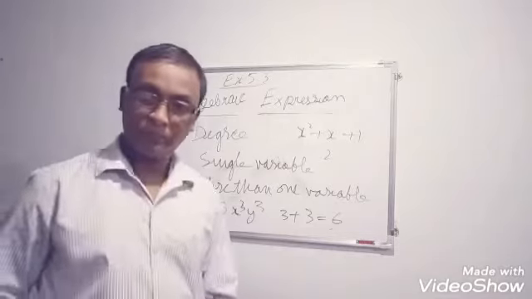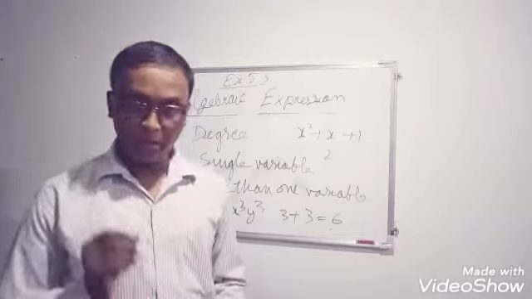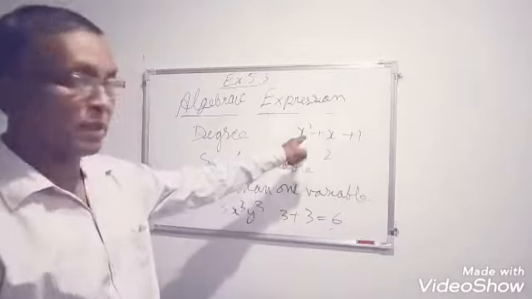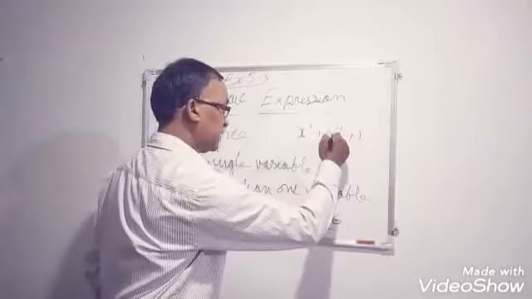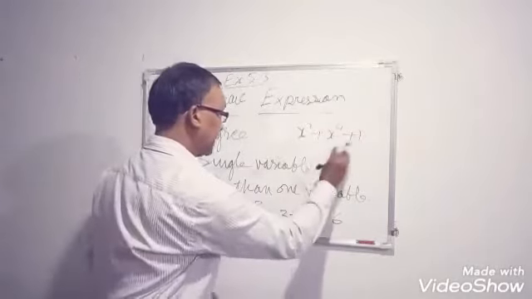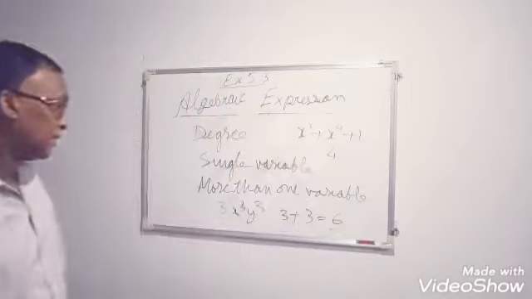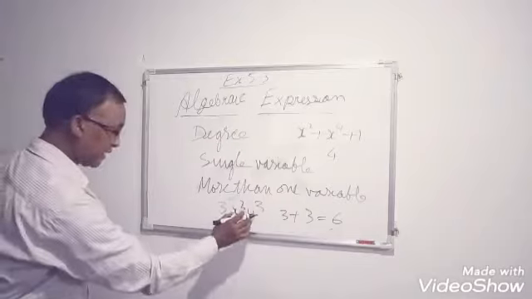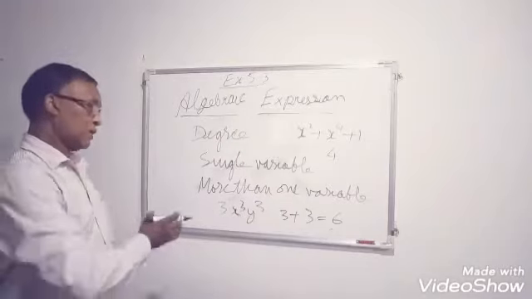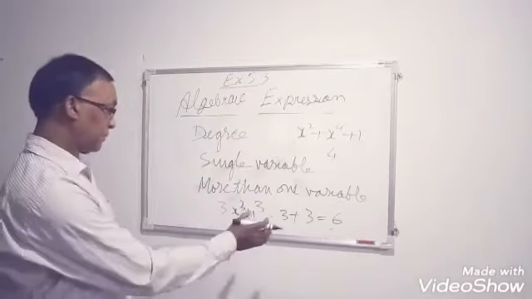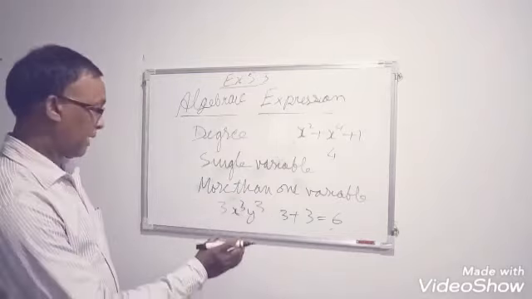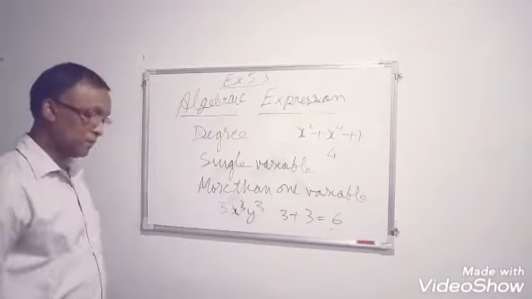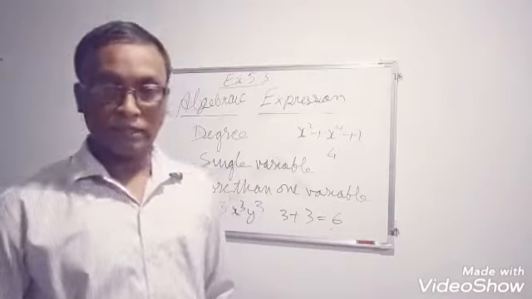In order to find out the degree of an algebraic expression, if it is a single variable, directly the highest power will give us the degree. If it is x to the power 4, then the degree of this expression is 4, because the highest power will give us the degree. If there are two variables, we add up the exponents. So in that expression, if you add up the exponents of the variables in each term, then the highest will give us the degree of the algebraic expression.